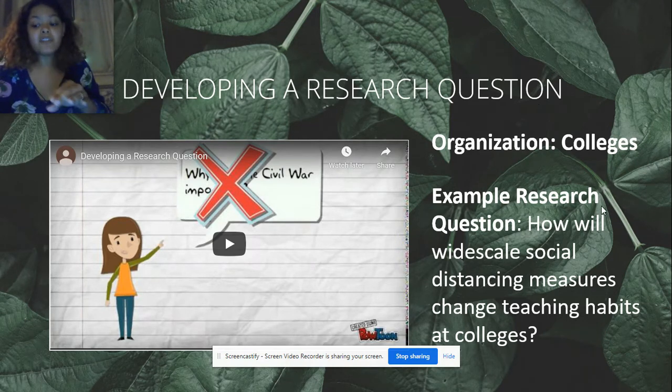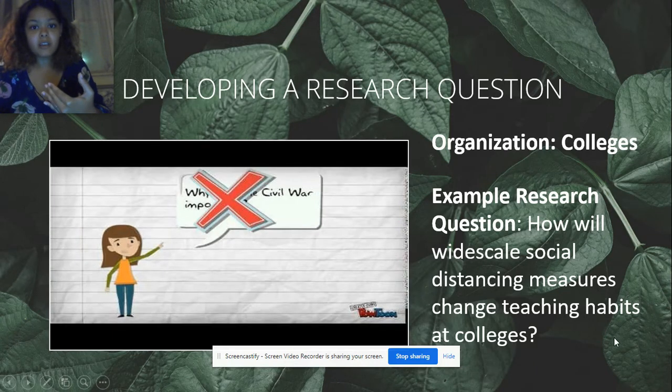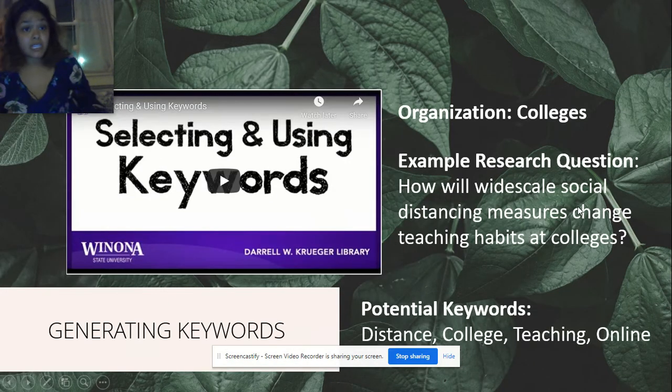So, I will have you walk through this in the discussion board this week. You'll give a few potential research questions and a few potential keywords based on those questions that will help everyone to give you some initial feedback. So, let's move on to selecting and using keywords.